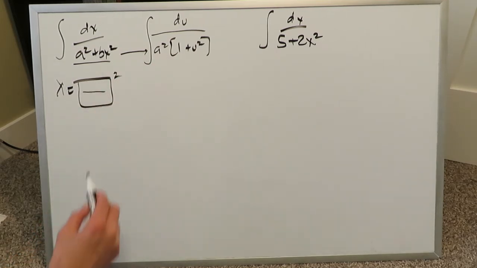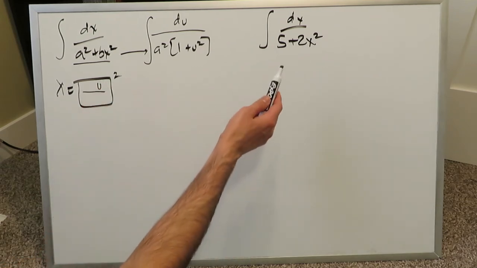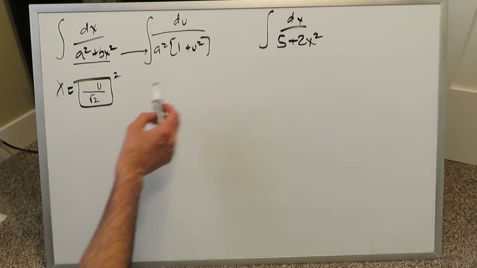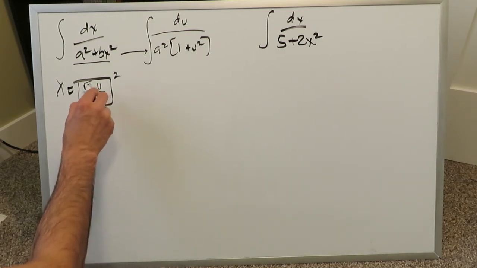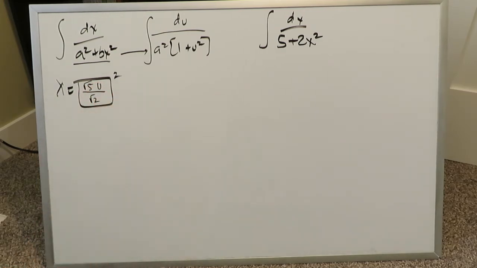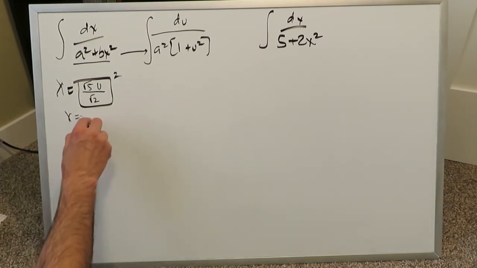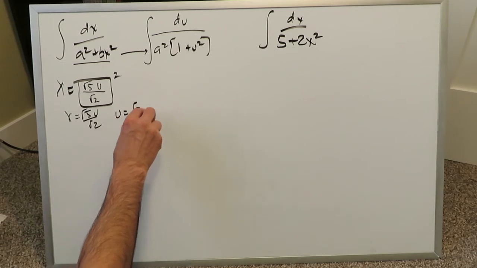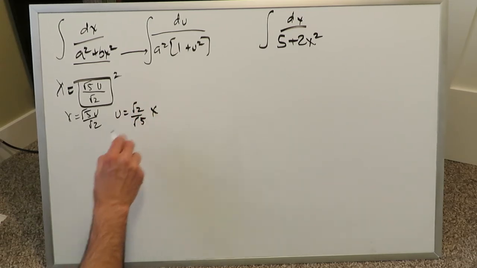You definitely need to have a u here in the numerator, and you have to somehow be able to cancel that 2. You can do so with a root 2 because it will square. You have to be able to isolate a 5, but you can do that by putting a root 5 over here because everything here will square out. And you know, x is equal to root 5 u over root 2. Therefore, u must be equal to root 2 over root 5 x.